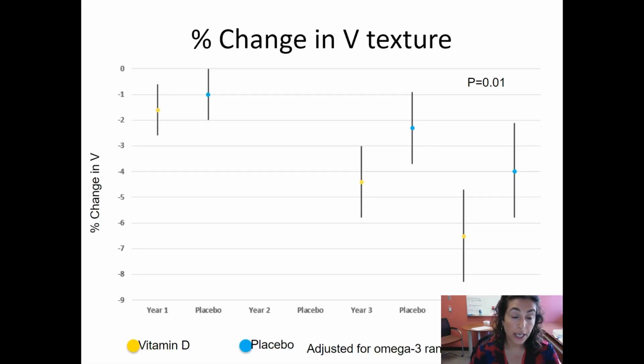What is interesting is that we do see a difference in this V texture measure, and this V texture measure may be a little bit more sensitive of a measure relative to percent mammographic density. And so you can see that the line is a little bit steeper for vitamin D. The yellow bars have a steeper decline than what you see with the blue bubbles, suggesting that vitamin D supplementation may have a stronger impact in reducing this V measure, which is associated with breast cancer, more so than in the women on placebo.